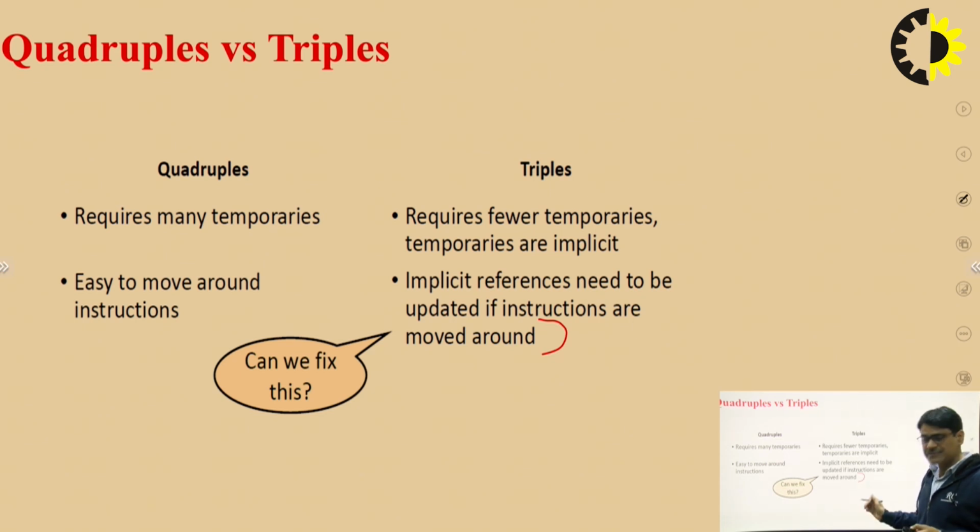Okay. So that is the difference between quadruples and triples, and these are very important structures to convert the particular expression into three address code and further assess it for the target code.